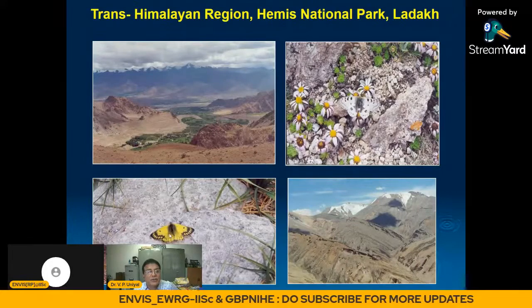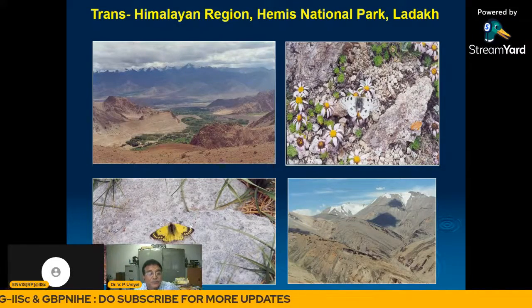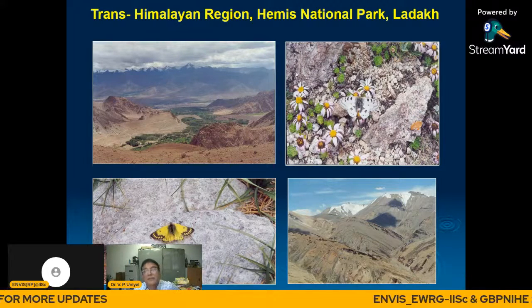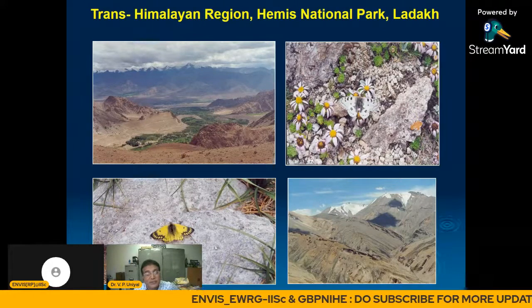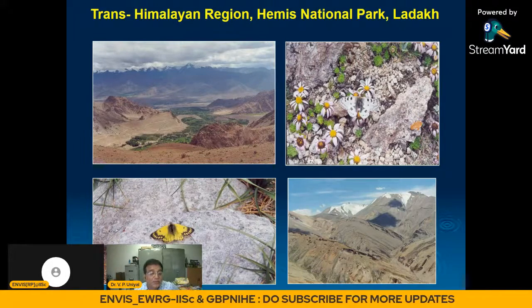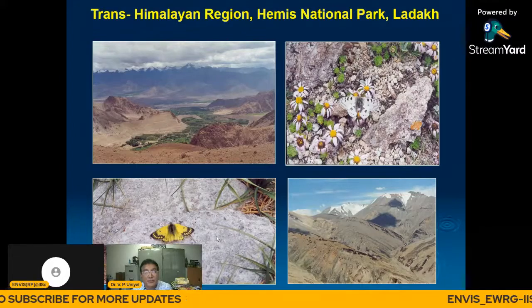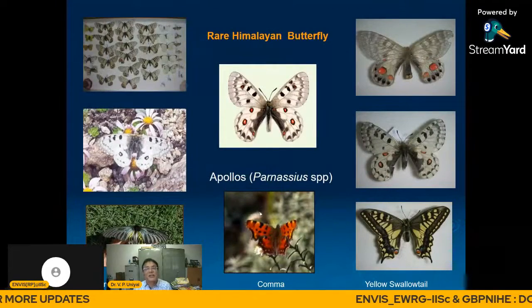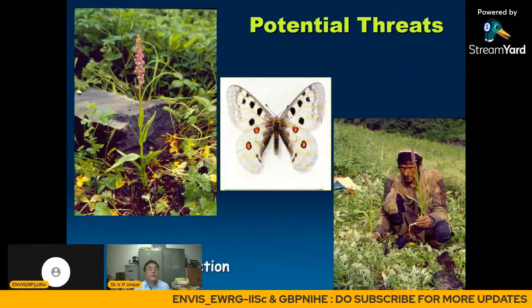This is one of the very rare butterflies, the clouded yellow, found very close to Hemis National Park in Tumbuk village. The villagers use only organic systems. They are not using any pesticides or fertilizers, and this is the ecological maintenance for the conservation of those butterflies. Some of the rare butterflies of the Himalayas also. And you can see this is one of the very important plants.